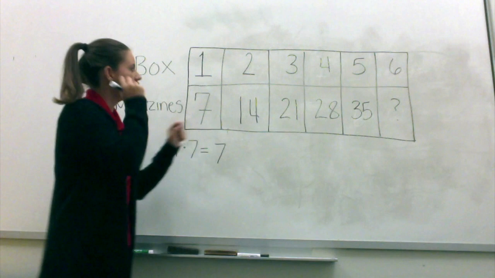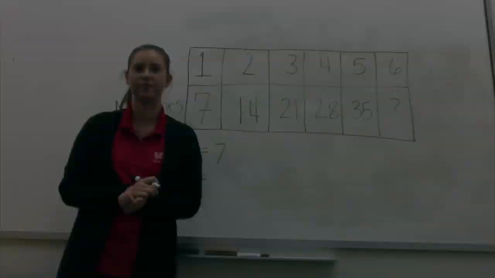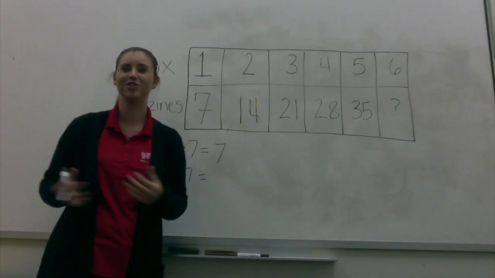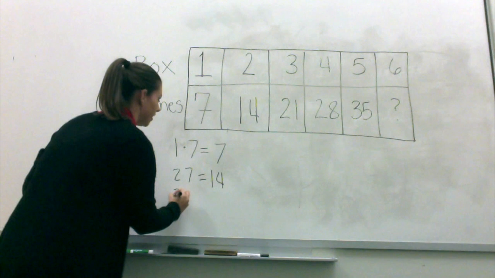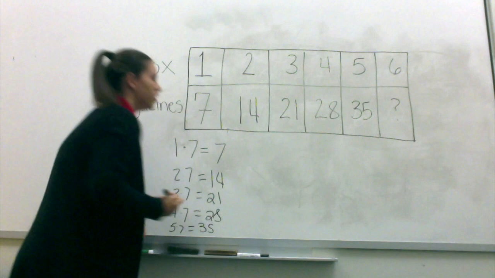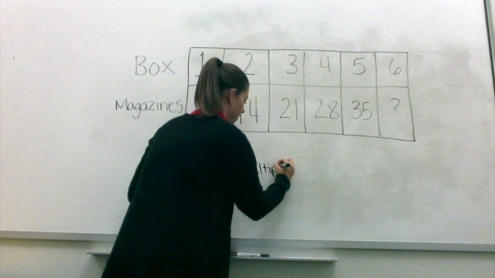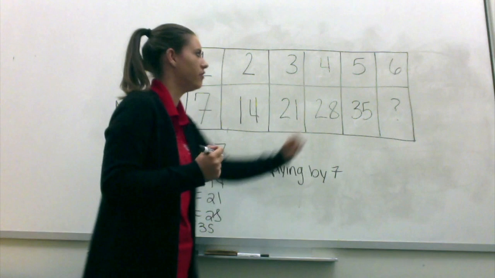So if I do 2 times 7, turn to your partner and on your whiteboards, come up with an answer. Right, show your answers. Yes, it would equal 14. So we can see that the pattern is continuing. So I'm just gonna check these now. 3 times 7 does equal 21. 4 times 7 equals 28, and 5 times 7 equals 35. So we know that we are multiplying times 7 to get our answer. So my question for you is, what would happen if we ordered 6 boxes?